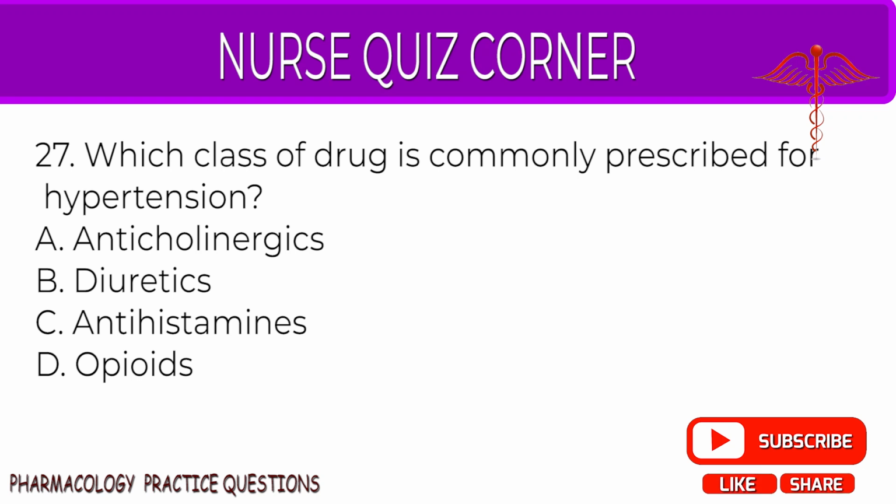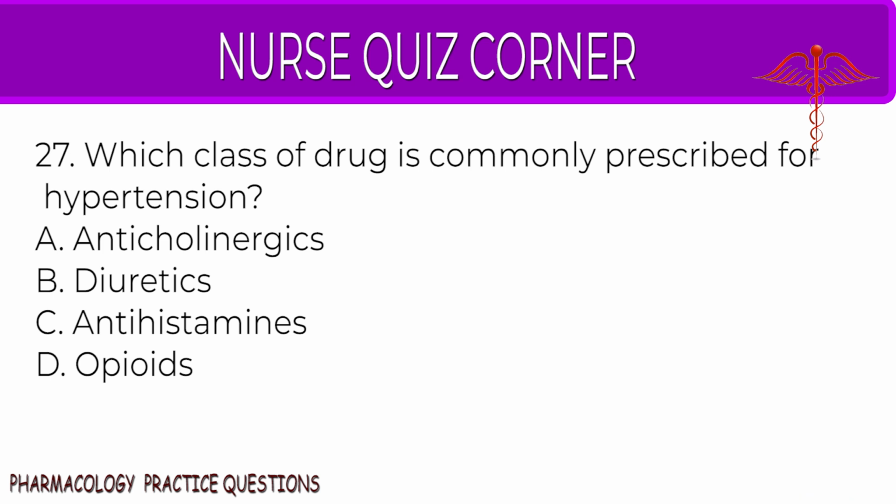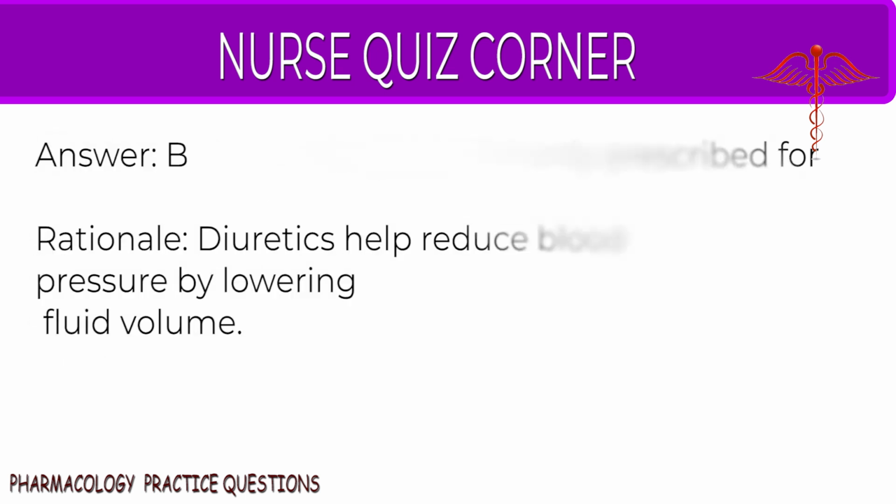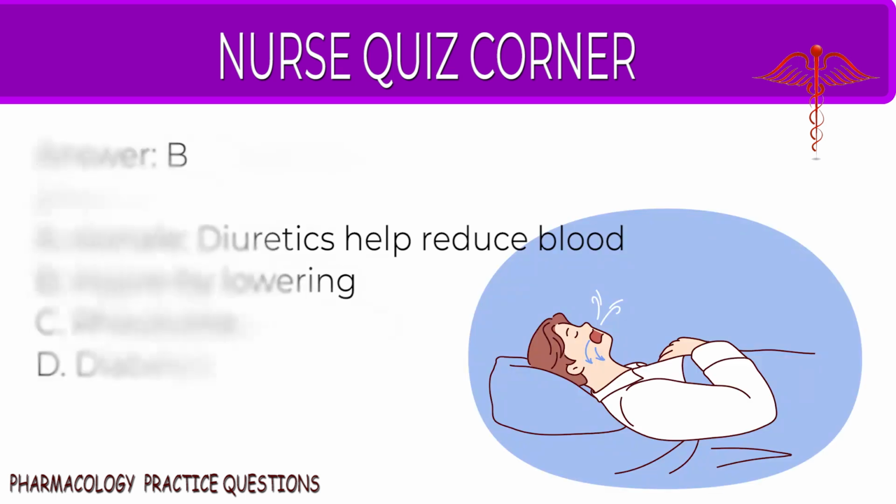27. Which class of drug is commonly prescribed for hypertension? A. Anticholinergics, B. Diuretics, C. Antihistamines, D. Opioids. Answer: B. Rationale: diuretics help reduce blood pressure by lowering fluid volume.